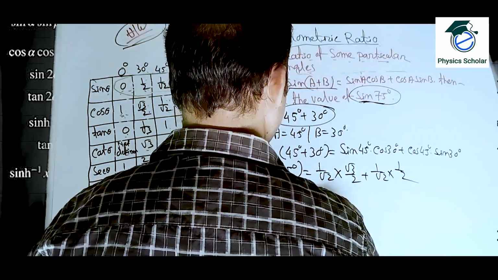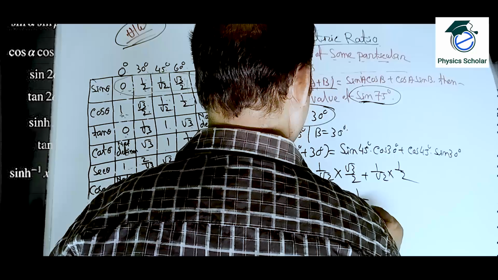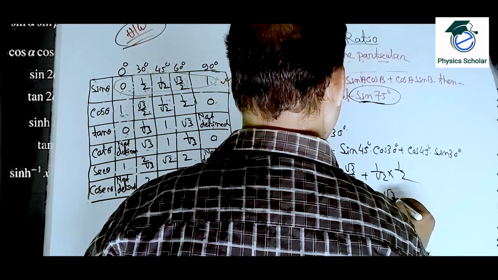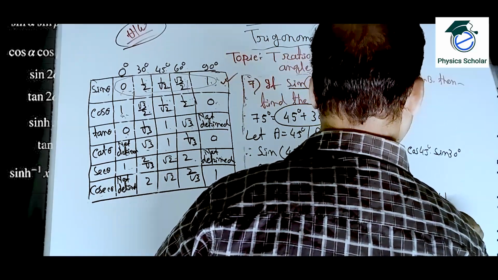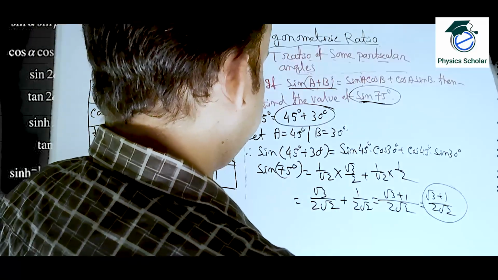So that means root 3 by 2 root 2 plus 1 by 2 root 2. So 2 root 2 will be LCM. So that means root 3 plus 1. So that means root 3 plus 1 by 2 root 2. Okay. So this will be your answer. Clear to all of you?